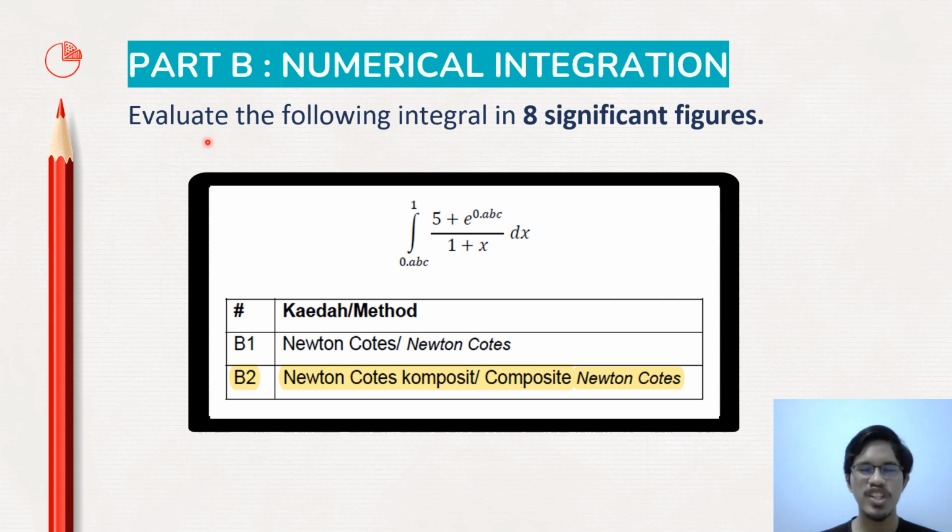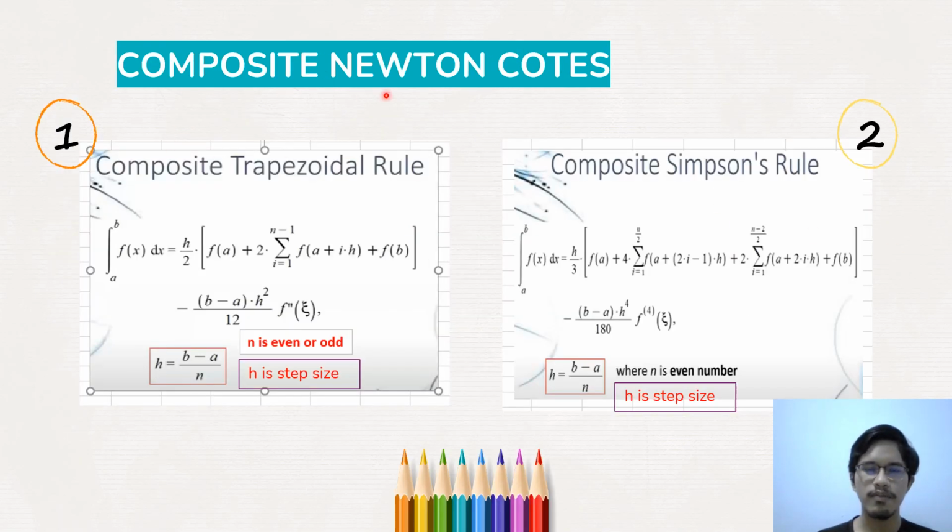For part B, the question is to evaluate the following integral to a given number of significant figures. For this part, I have selected B2, composite Newton-Cotes. Here is the formula. The lower limit is 0.abc and the upper limit is 1. In this B2, there are two parts. The first one is the composite trapezoidal rule, and the second one is the composite Simpson rule.